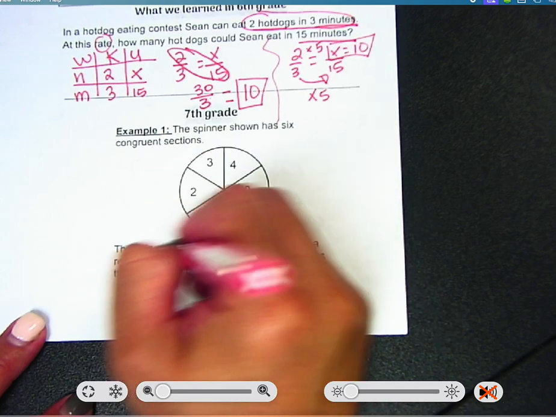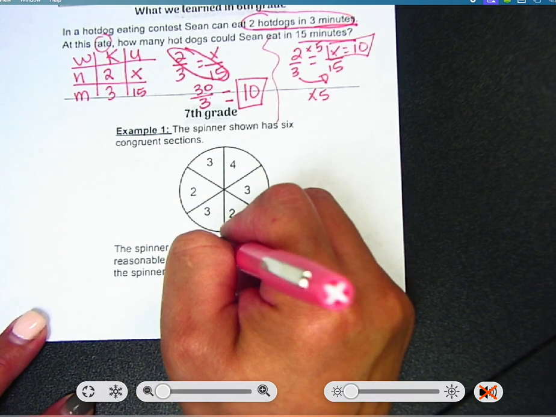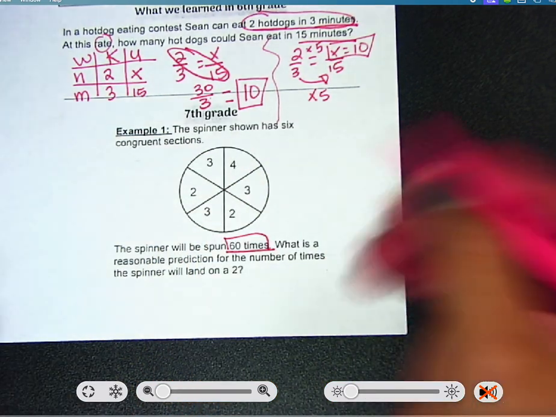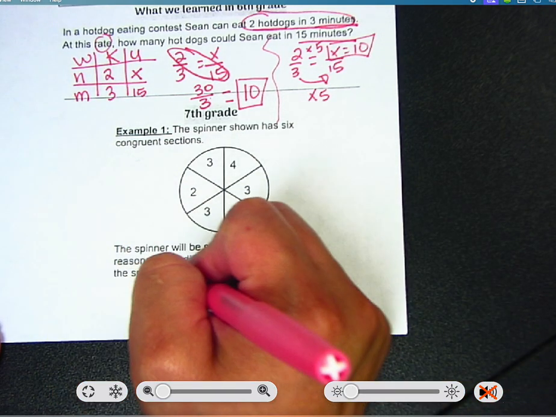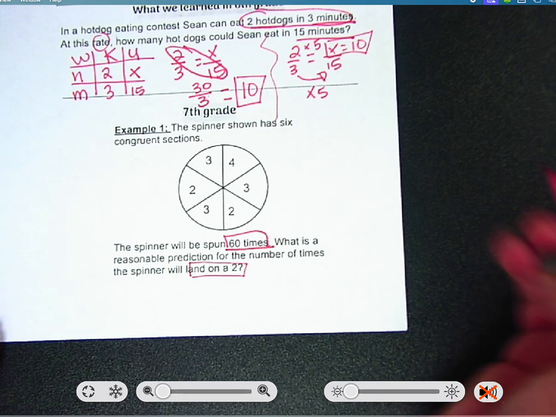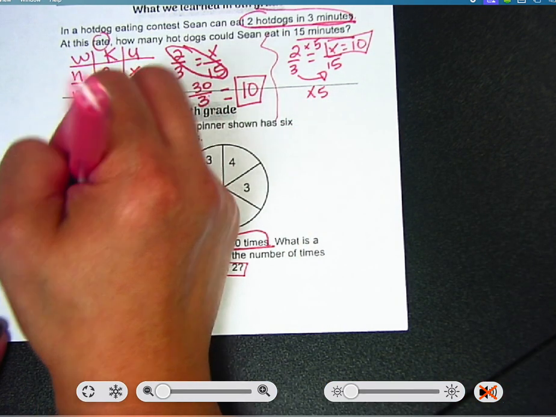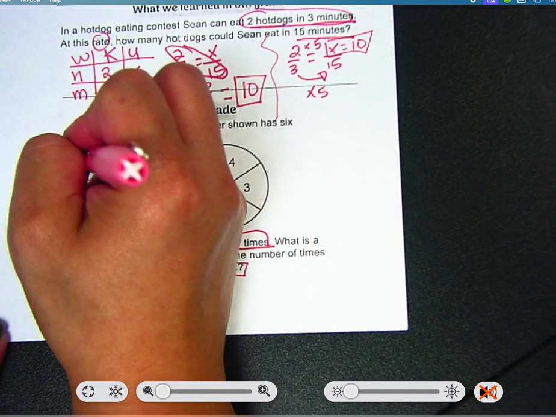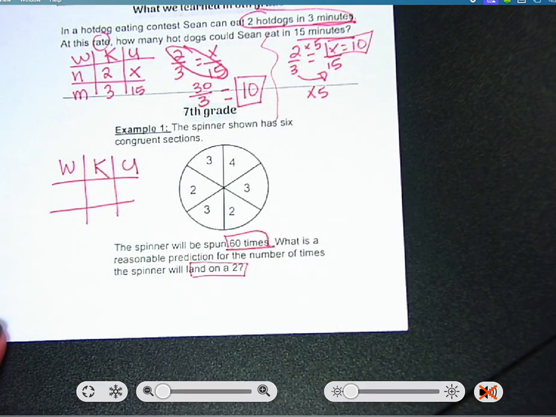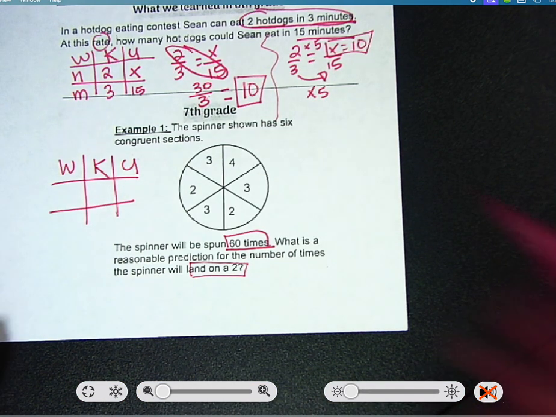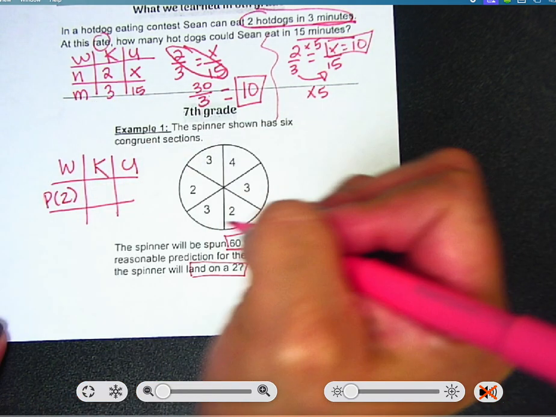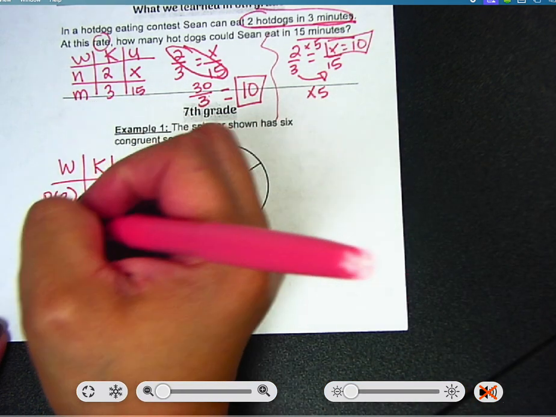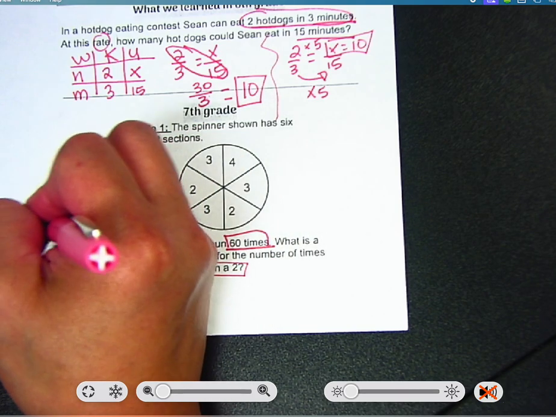It says the spinner is going to be spun 60 times. So that's going to be your total. It's spun 60 times. What is a reasonable prediction for the number of times the spinner will land on 2? Okay, so let's set up our WKU. Okay, and it's talking about the probability of landing on 2 and the times that we are spinning, or your total.